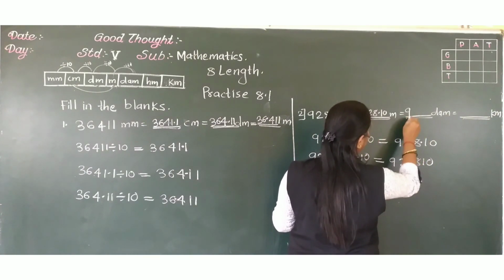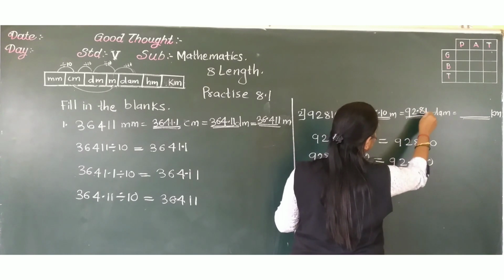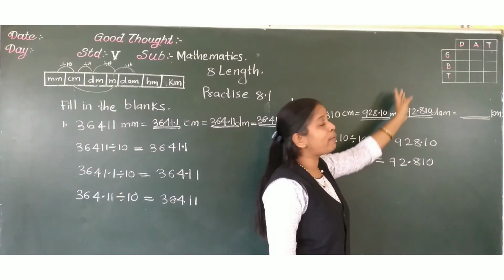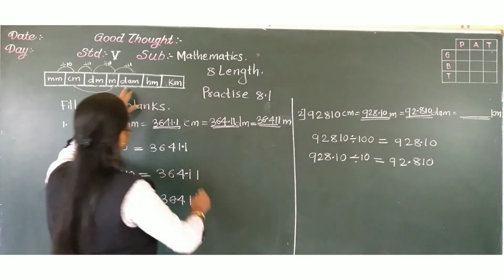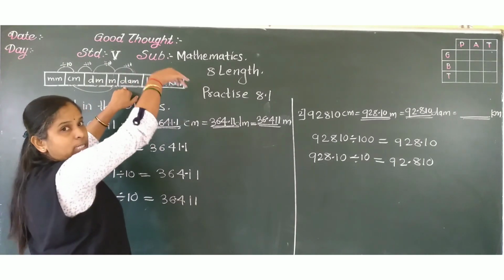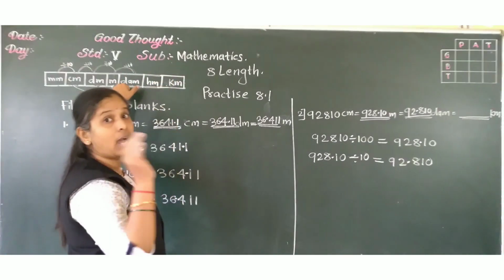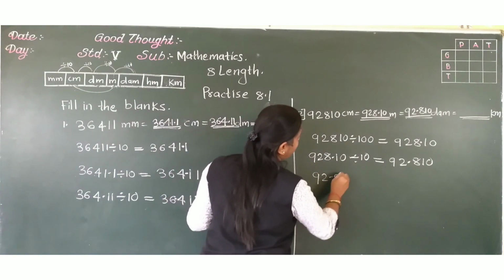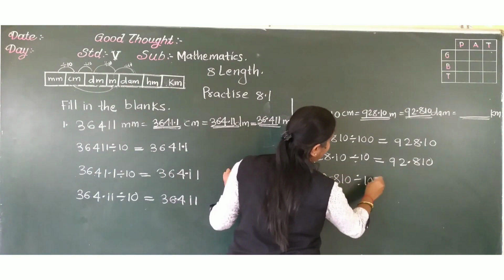92.810. So here the answer will come 92.810. Now this many decameter you will have to convert into kilometer. Decameter directly to kilometer, it is two steps. That is divided by 100. Okay. So 92.810 we have to divide by 100.